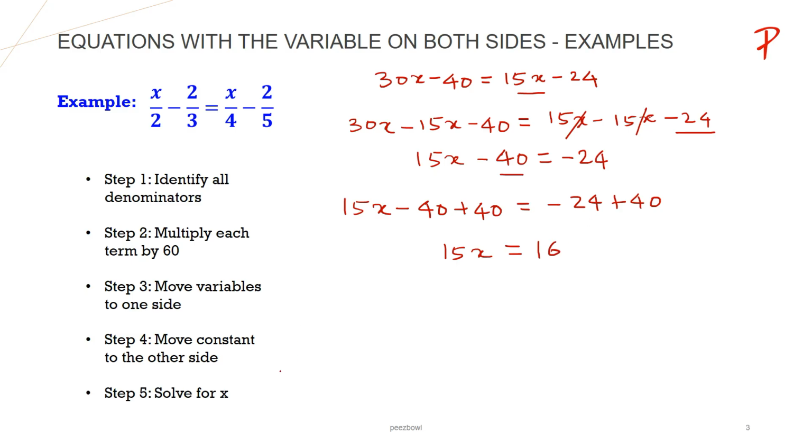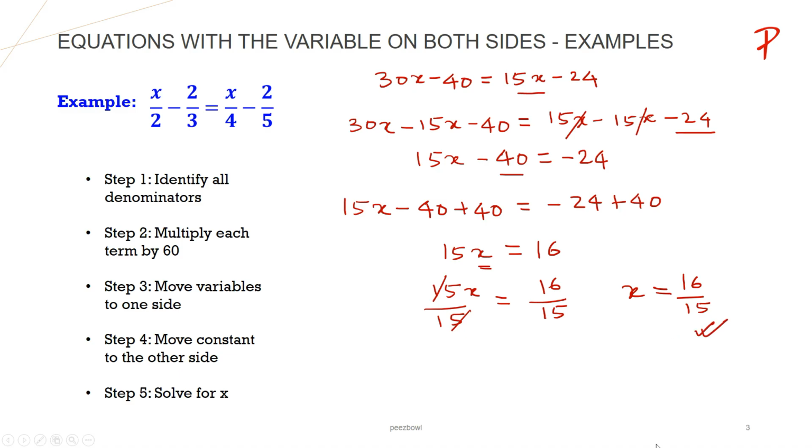Now step 5 is to solve for x. We need to find the value of x, so divide both sides by 15. Here we have 15x on the LHS, and I will divide it by 15. Similarly, on the RHS also I will divide by 15. So the 15 and 15 cancel each other, and what we have is x equal to 16/15, and that is the final answer.